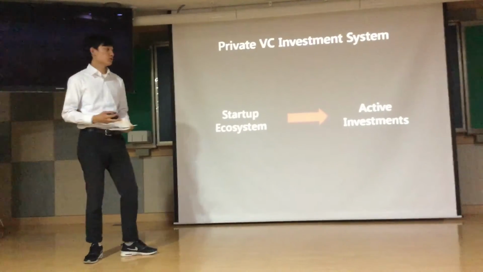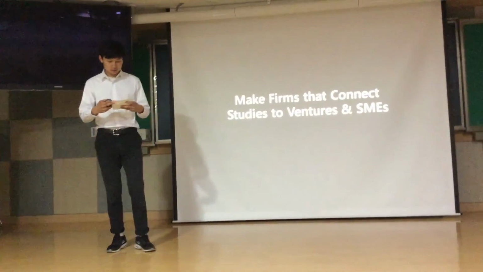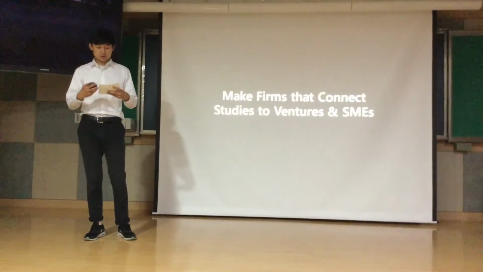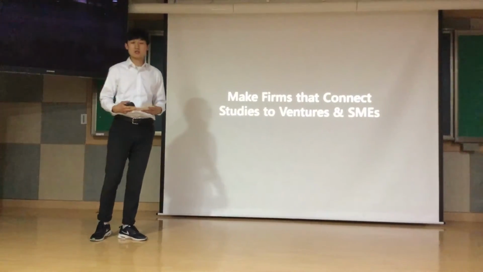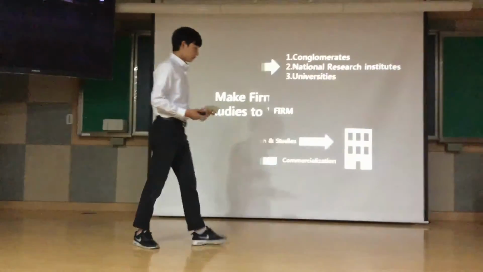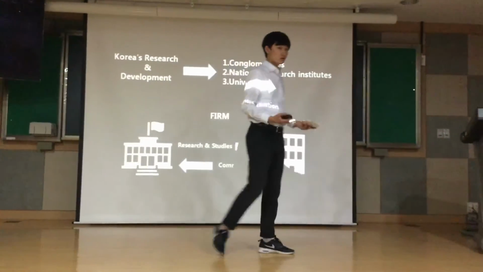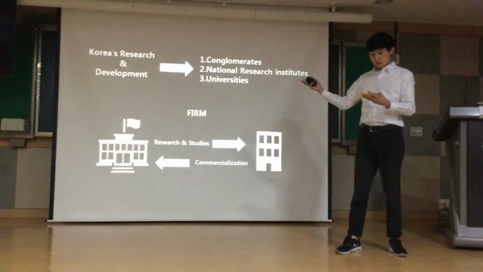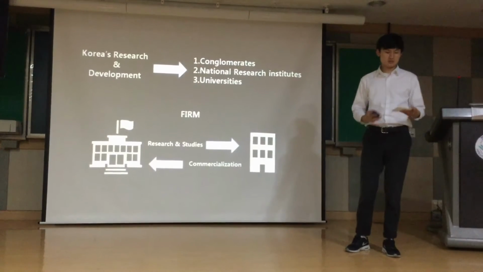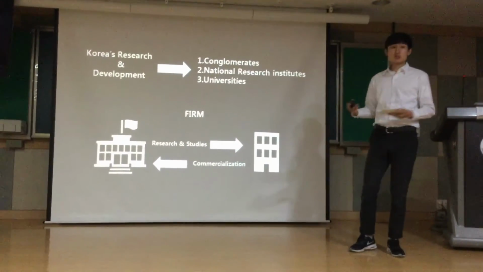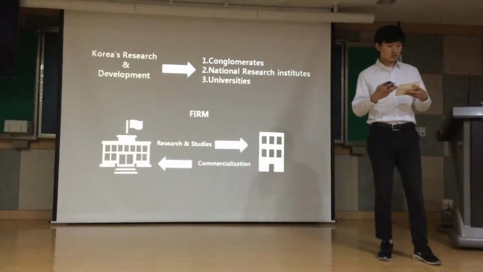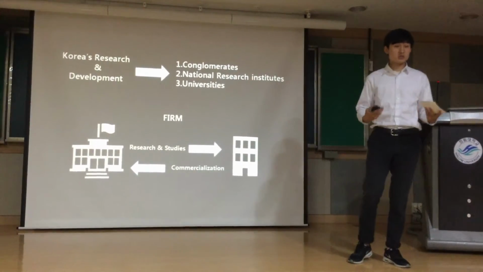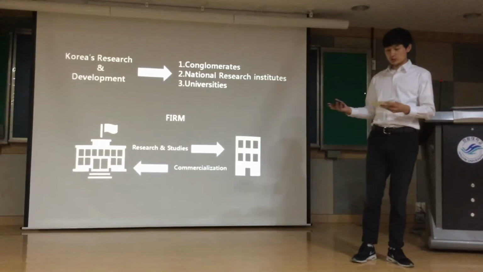The final solution is that the government and private groups should make a firm that connects the ideas and studies of universities to ventures and SMEs for commercialization. Korea's research and development is led by conglomerates, national research institutes, and universities. Therefore, the connection between these organizations and ventures is weak. Conglomerates keep their studies to themselves, and the national institutions are for the government. So the best way for ventures to get ideas is from universities.